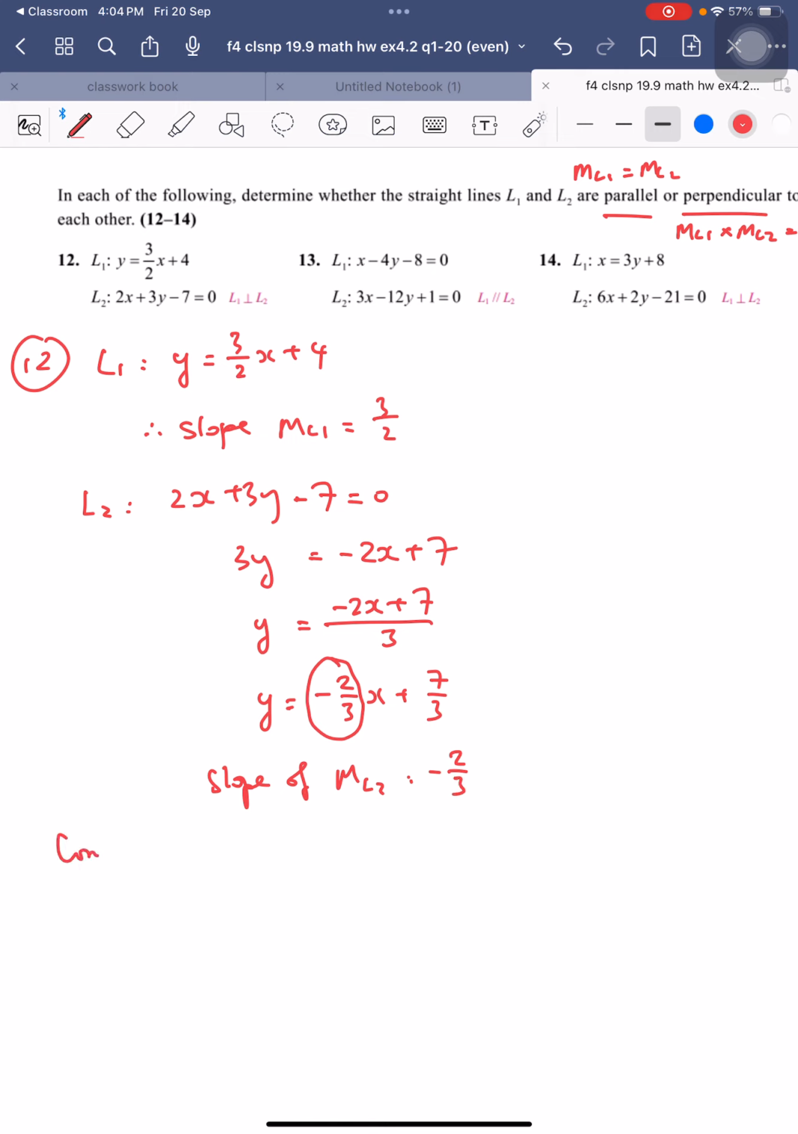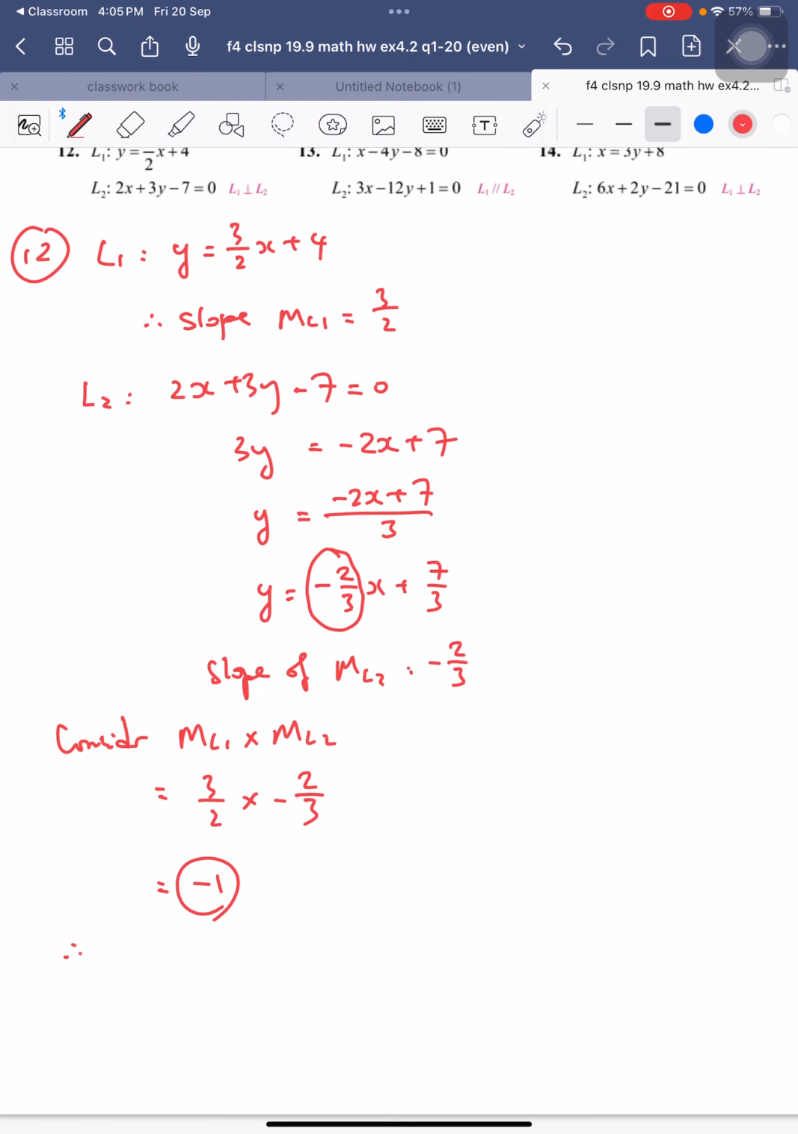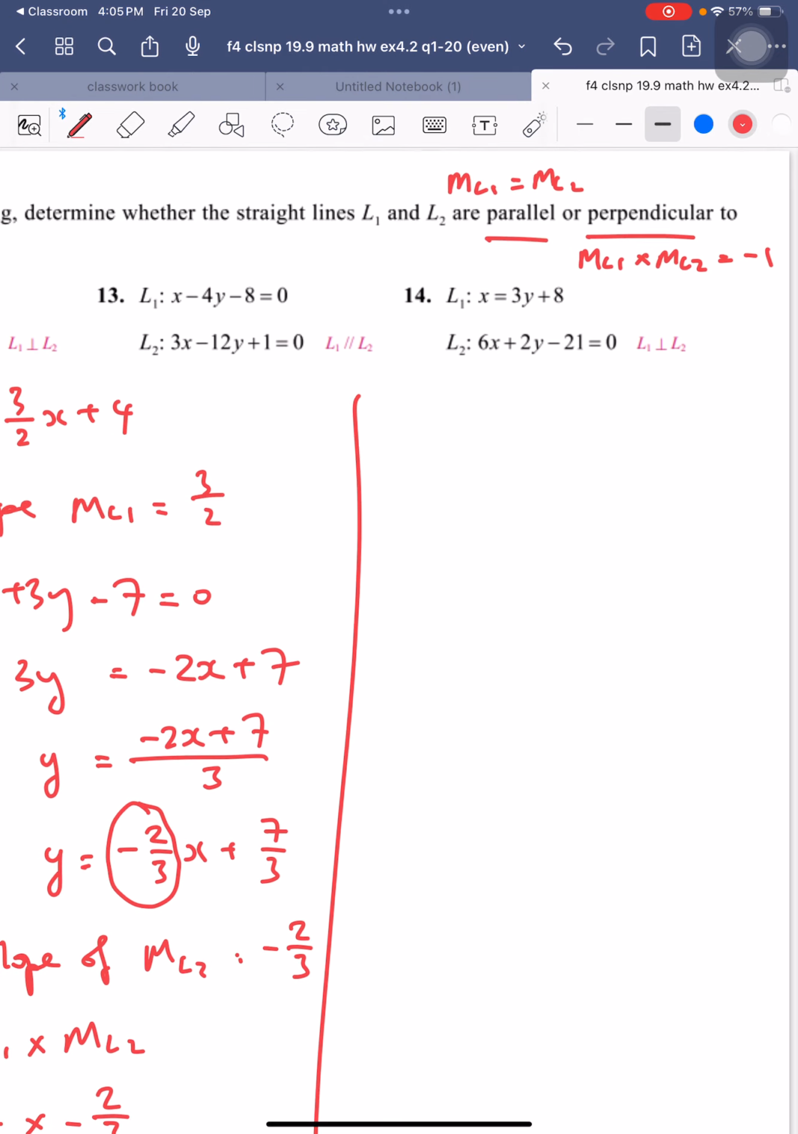Then we consider m_L1 times m_L2. That's going to give you 3 over 2 times -2 over 3. So this 2 and 2 cancel out, this 3 and 3 cancel out. So we're left with just -1. So after you get this relationship, I can write that L1 is perpendicular to L2. So similarly, we're going to do 14 as well.